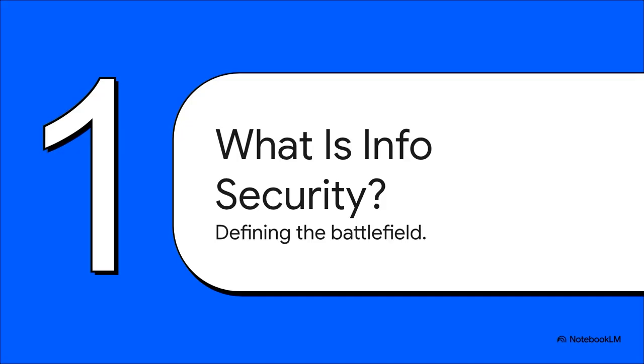What are we actually talking about here? Well, information system security isn't just one thing. It's really the entire collection of activities and processes an organization uses to protect its digital kingdom. The hardware, the software, the networks, and most importantly, all the data stored inside.